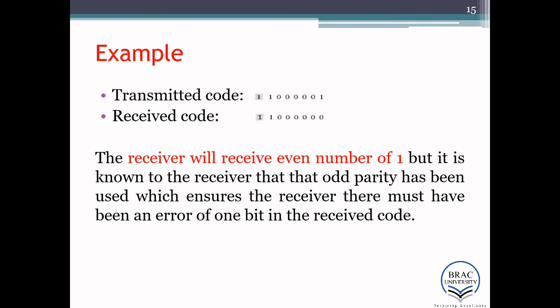For example, this is the transmitted code. If you count the number of 1s, you can see 1, 2, 3. So including the parity bit, you have 3 ones, so this is odd parity. But if you look at the received code, it is 2 including the parity bit, so it is even parity, which is actually wrong. It says that some information is missing, right? So the receiver will receive an even number of 1s, but it is known to the receiver that odd parity has been used, which assures the receiver there must have been an error of 1 bit in the received code.